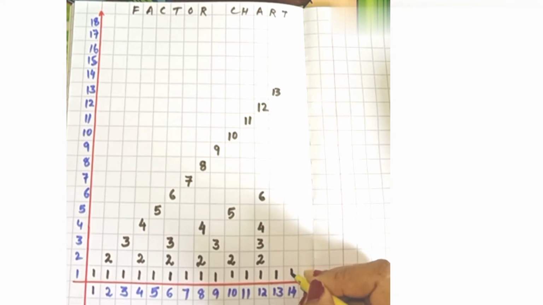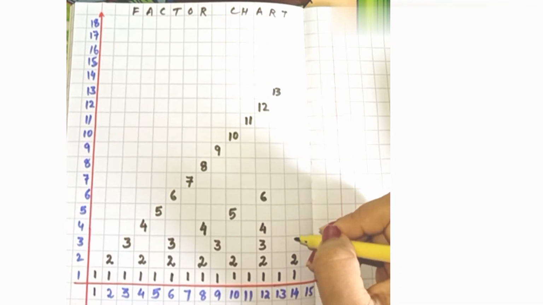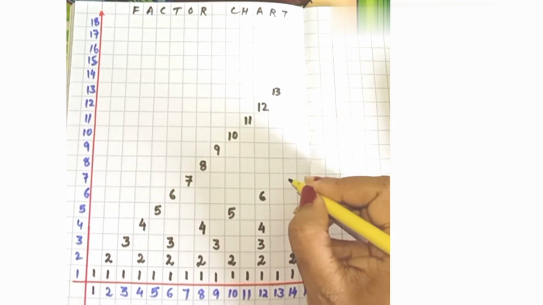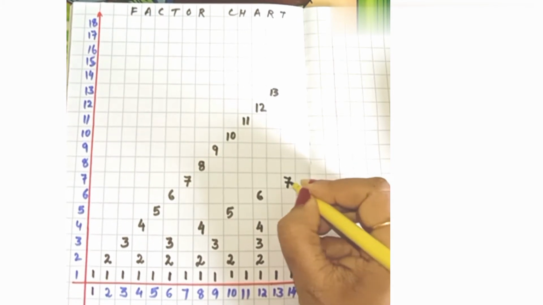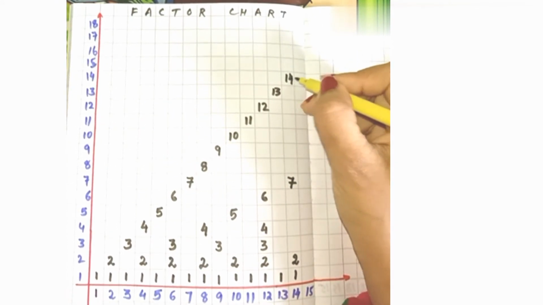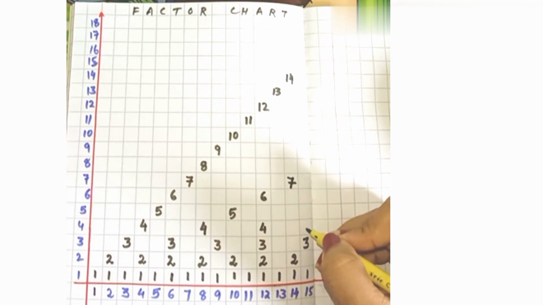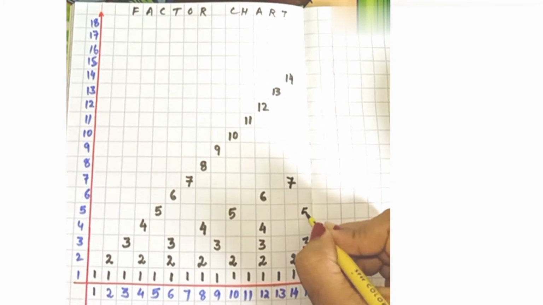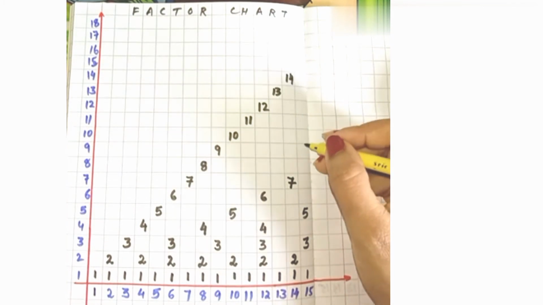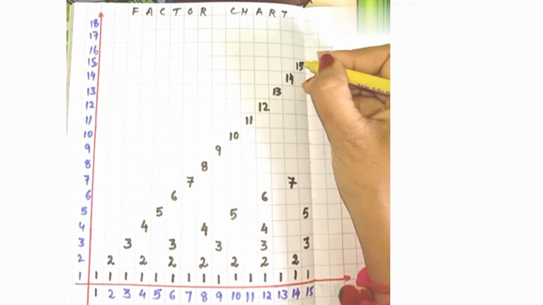Now 14. This comes in table of 1, yes. 2, yes. And directly you get 3, no. 4, no. 5, no. 6, no. 7. 2 sevens are 14. So 7, yes. 8, no. And directly it will come in the table of 14. Okay children. 15: 1, 2, no. 3, yes. 4, no. 5, yes. 6, no, and so on up to 15.